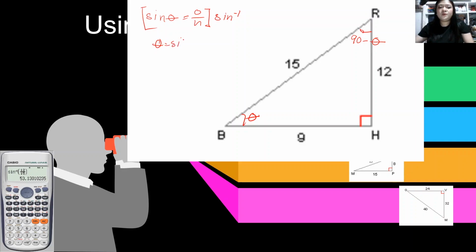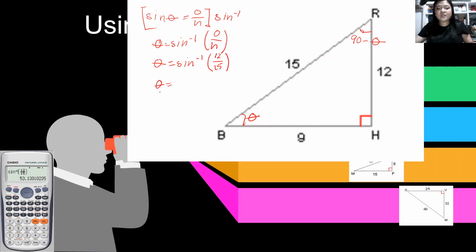Theta is equal to sine raised to -1, or arc sine, of the opposite side over the hypotenuse. So in our given triangle BHR, we need to find angle B, which is represented by theta. So it will be sine raised to -1. The side opposite theta measures 12 units and the hypotenuse is 15 units. We can input this directly in our calculator so we can get the value of theta straight away.